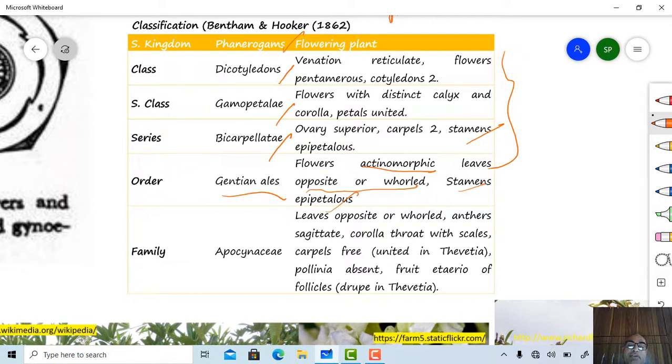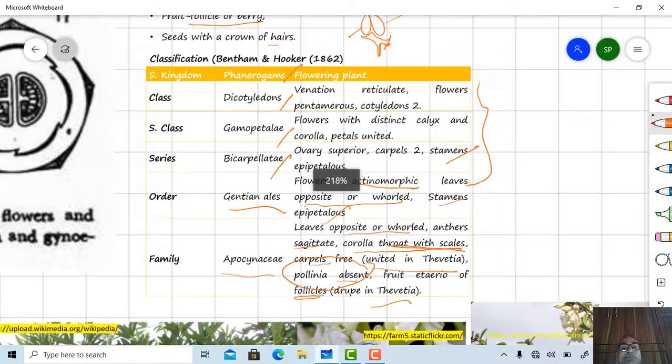And again the characters of the family Apocynaceae: leaves opposite or whorled, anther sagittate, corolla throat with scales. Carpels free, united in Thevetia, pollinia absent. Usually the Apocynaceae family is correlated with the Asclepiadaceae family. Therefore the character given here, pollinia absent, fruit follicle or drupe in Thevetia.